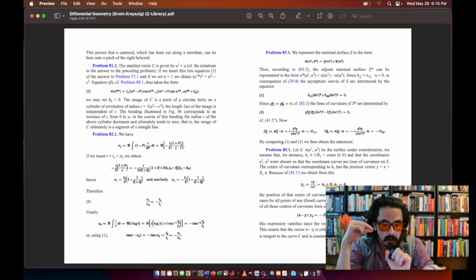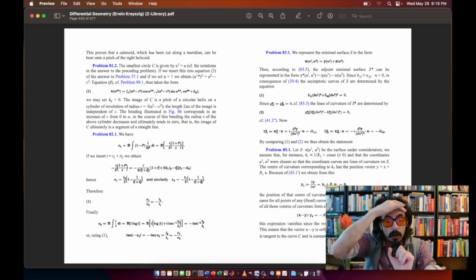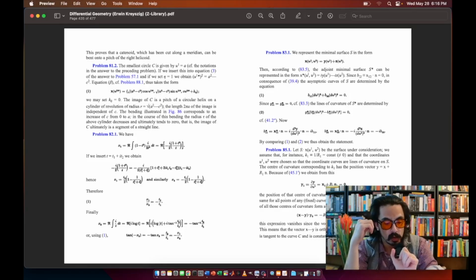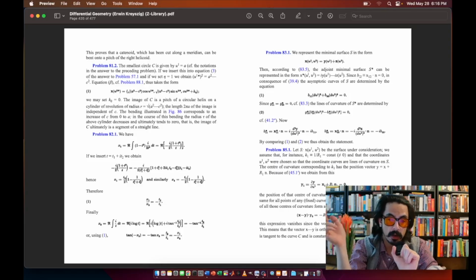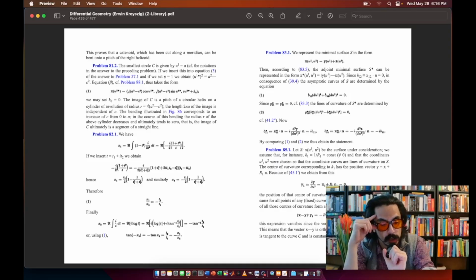The smallest circle, capital C, say, is given by u1 equal to a, and we can refer back to the notations in the answer to the preceding problem 81.1. If we insert this into equation 3 of the answer to problem 57.1, we've already discussed this, so maybe I'll have a reminder on screen. But continuing on, if we also set nu equal to 1 and obtain u1 star squared equal to a squared minus c squared. Now, this is where it's a callback to expression beta, again from the previous problem solution.